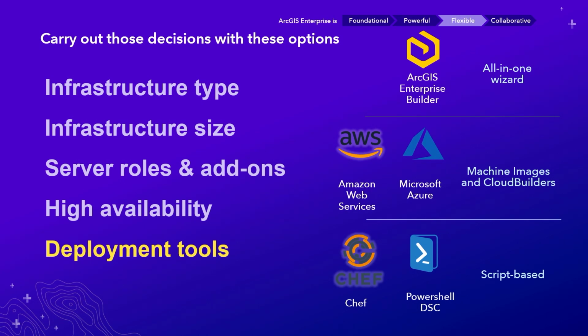You can do it manually, or you can consider the ArcGIS Enterprise Builder for that all-in-one wizard for a single machine deployment. If you're working in the cloud, you might want to use one of the machine images and cloud builders, whether it's through AWS or Microsoft Azure. You also have the option of going script-based and using Chef or PowerShell DSC. There's a lot of options here for you, and it's just a matter of figuring out which one is best.